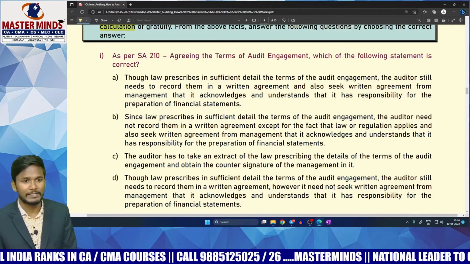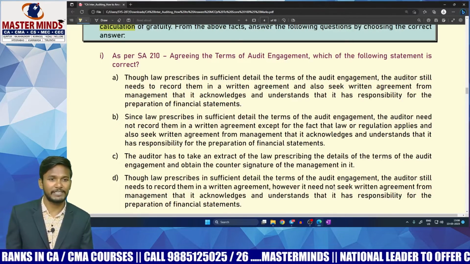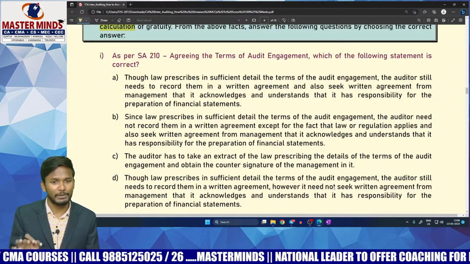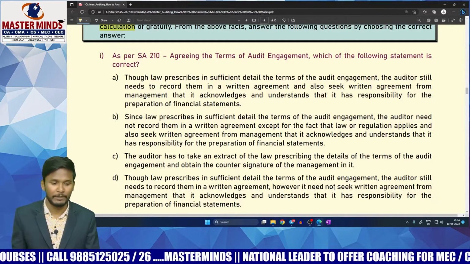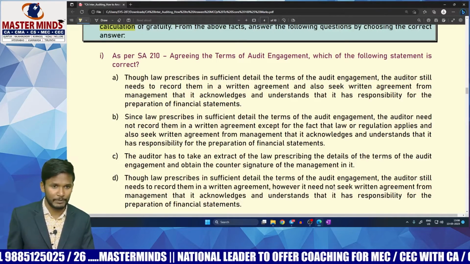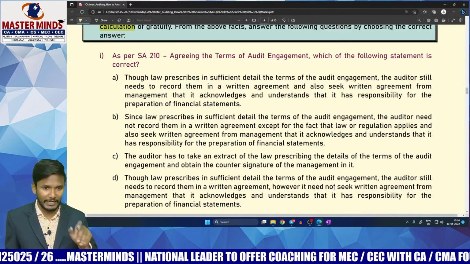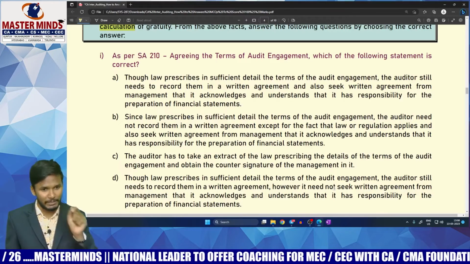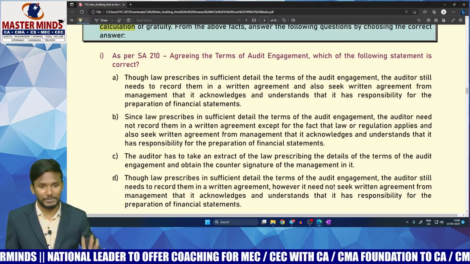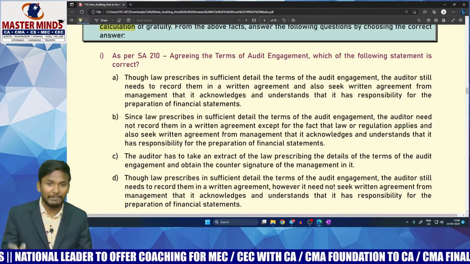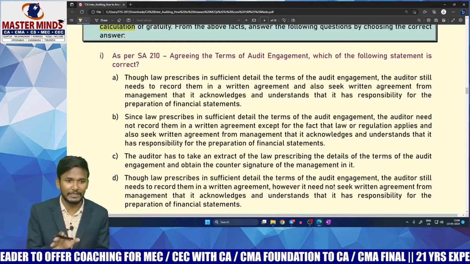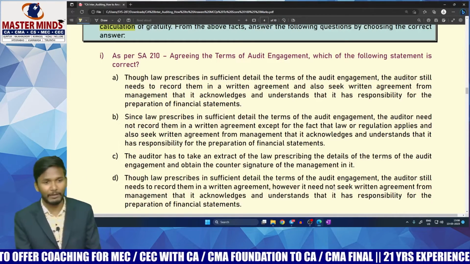Let's see. If you remember, the audit engagement letter, SA 210, says generally appointment is mandatory and the audit engagement letter becomes mandatory. And if terms and conditions are very clear in the Companies Act, I mean to say that law, you are not supposed to rewrite them again in the letter. Simply give a reference to that law and ask the management to be clear about that law's terms. That's sufficient. And if the law is not clear, you are supposed to clearly write it in the audit engagement letter. That's the content. Now let's see what is given in the MCQs.